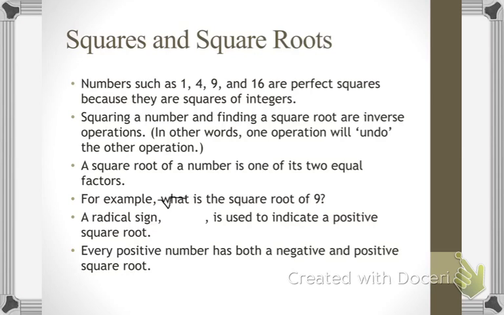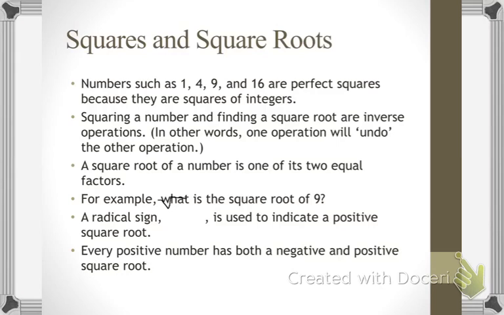Alright, squares and square roots are first. Numbers such as 1, 4, 9, and 16 are perfect squares because they are squares of integers. Think about the number 4. 2 times 2 gives us 4. The number 9, 3 times 3 gives us 9. So these are all numbers that we get when we have exponents of 2.